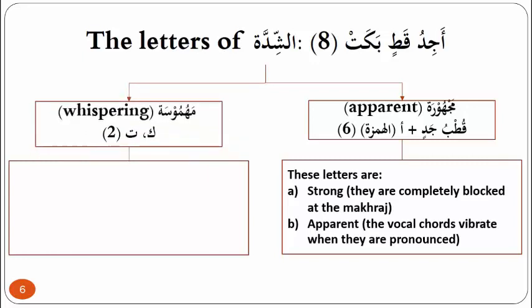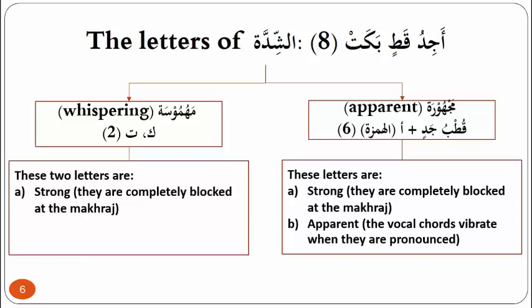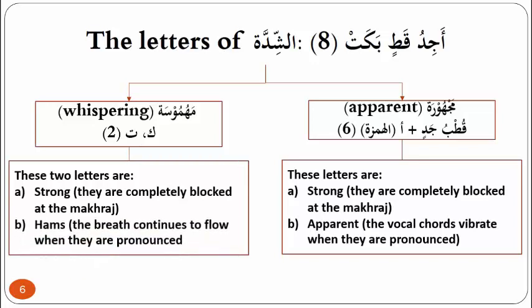On the other category, the other side, is the mahmusa letters, the whispering letters, the letters that have the flow of the breath. And in this category, there is kaf and ta. These two letters are strong, completely blocked off at the makhraj, like the other 6 letters. But they don't have qalqala, they have hams. The breath continues to flow when they are pronounced. The breath, not the sound of the letters. Ek, ek. Hear the sound? At, ek, at. So that is really how it is.